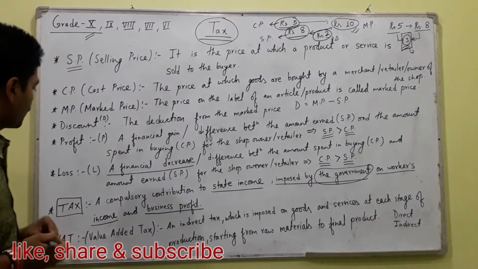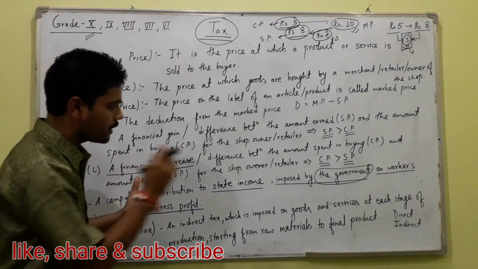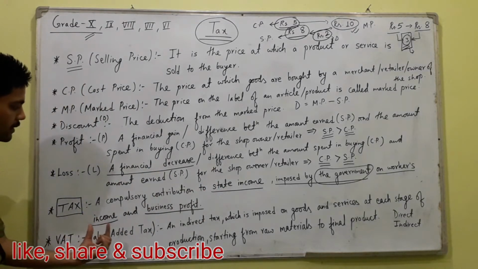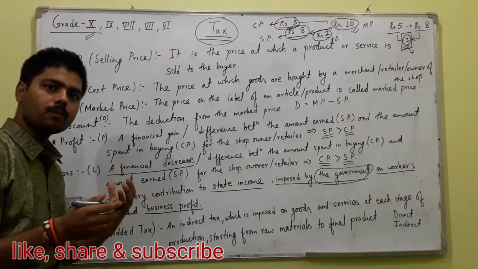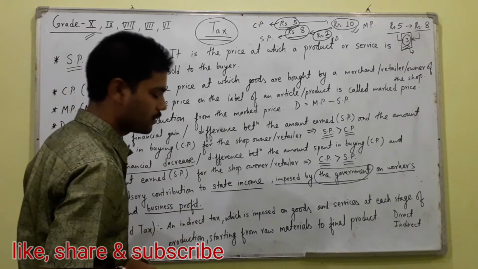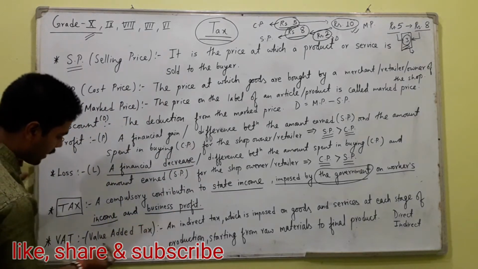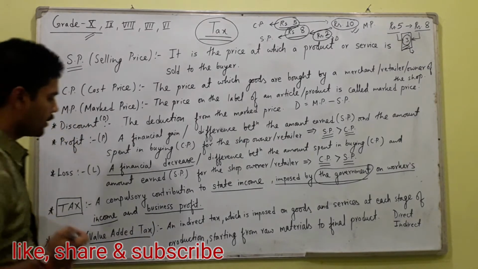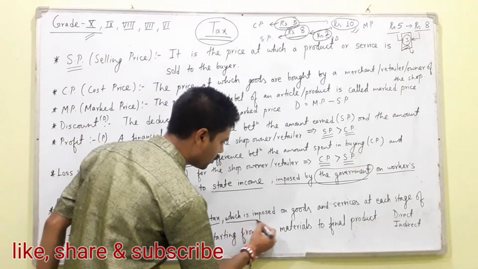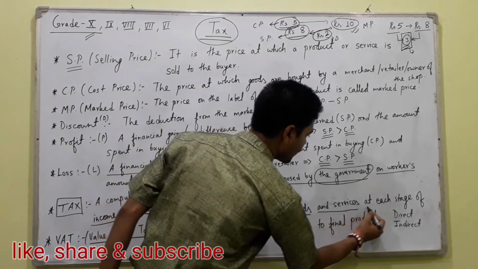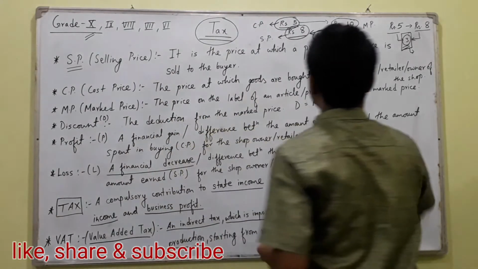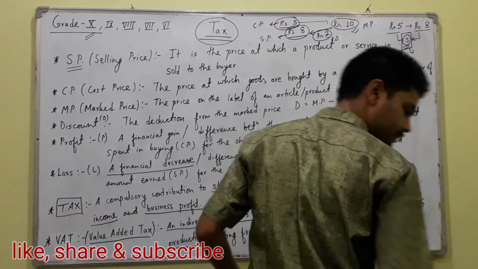Direct tax means if you get any service and immediately you have to pay the tax on that service, then that is called direct tax. But indirect tax is the tax where you pay the money but you do not directly know how much goes to the government. Among them, indirect tax is value added tax. Value added tax is an indirect tax which is imposed on goods and services at each stage of production. For example, let us take the example of a pencil again.